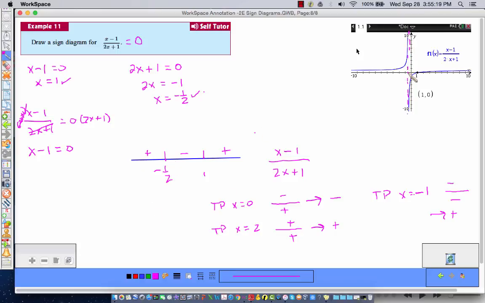And then between negative 1/2 and 1, you see the part of the function that is below the x-axis, indicating it's negative. And then to the right of 1, it's going up and up and up. It's above the x-axis, so it is positive.